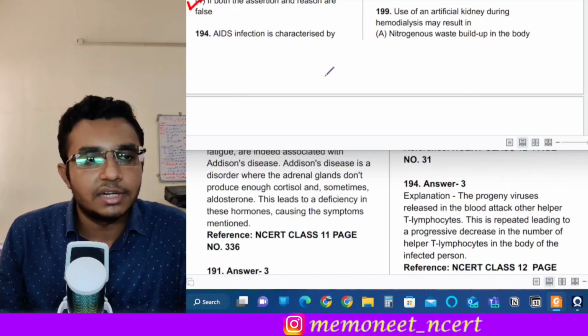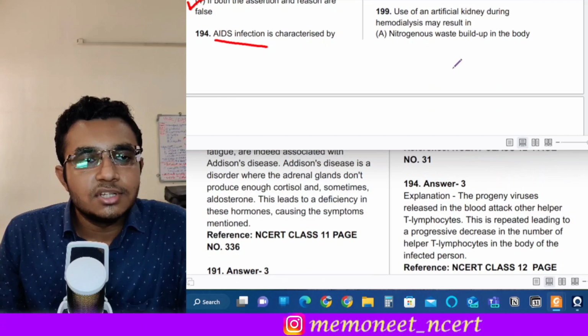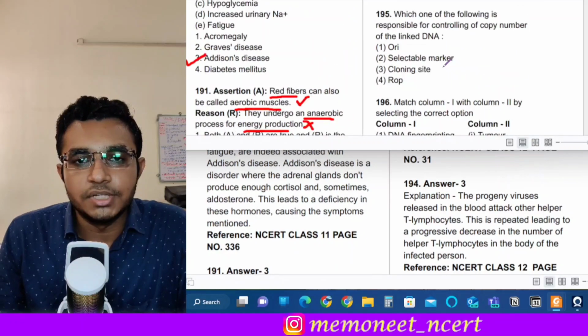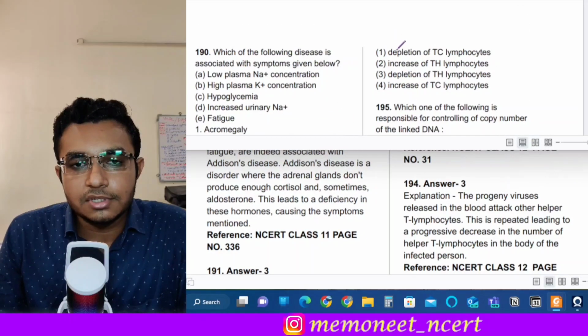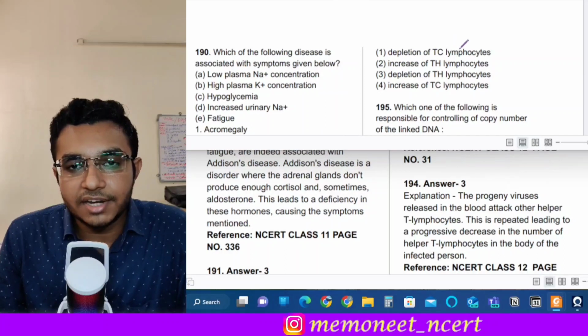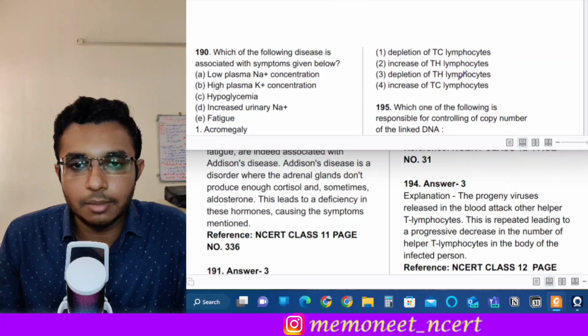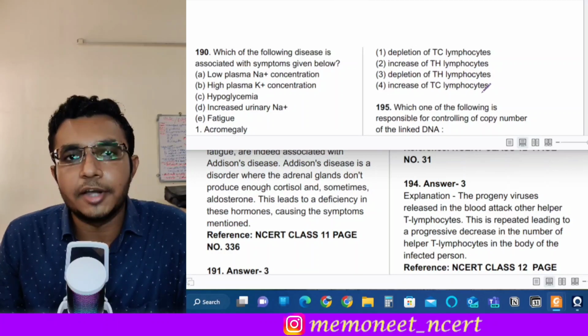Next is question 194. AIDS infection is characterized by what? So here are the options. First option is depletion of the T cytotoxic lymphocytes, increase of T helper lymphocytes, depletion of T helper lymphocytes, and increase of T cytotoxic lymphocytes.